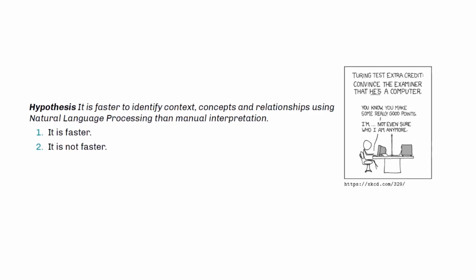So I told my client that this hypothesis has two possible outcomes. Either it's faster or it's not. And luckily, both outcomes were equally valid. So I was allowed to fail, but I hoped we didn't.